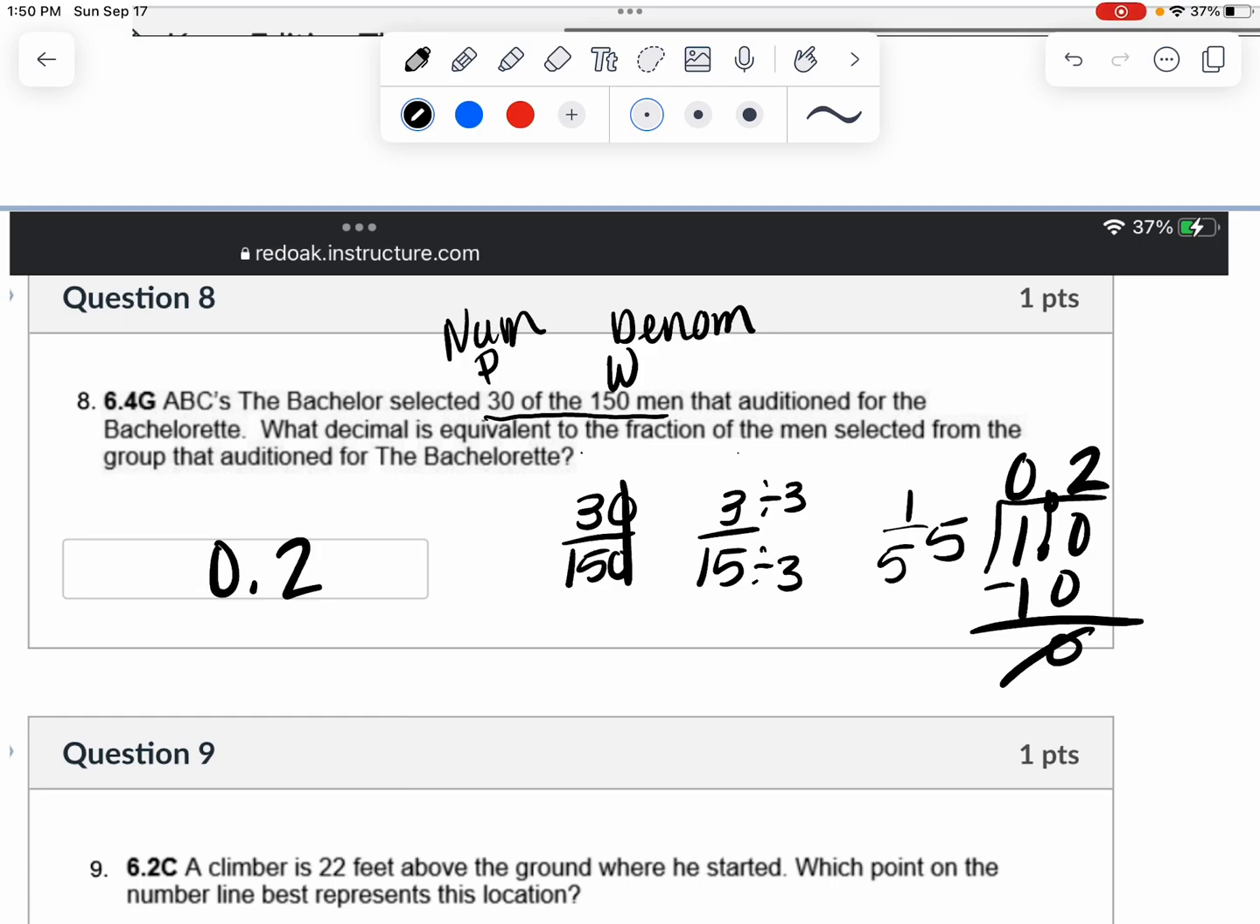Also, if you just wanted to leave it and not simplify it, you could do that too. So you have, how many times does 150 go into 300? 2 times. And so you also get 0.2.